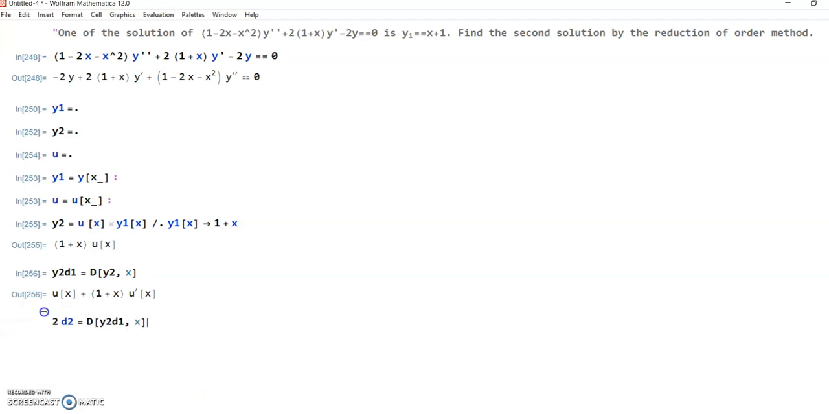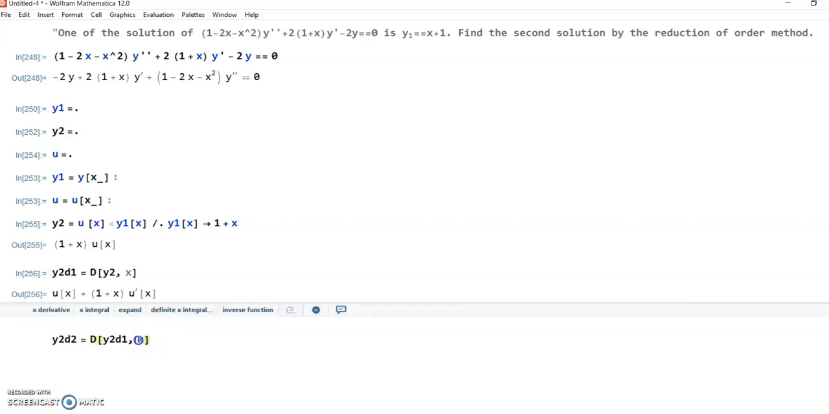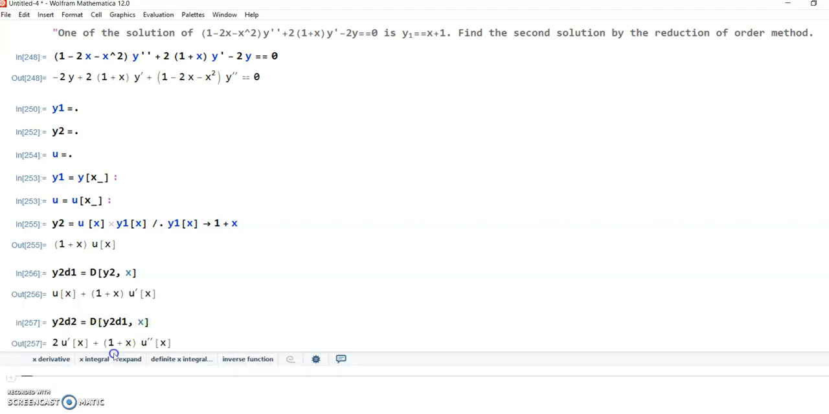So here you can see that y2 d2 is equal to the first derivative of y2 d1. So we execute it, and now I get this. It will be 2u prime x plus 1 plus x u double prime of x. So now I have the values of the second derivative of y2, first derivative of y2 and y2. So I can input these values into the equation, okay, to reduce the order.